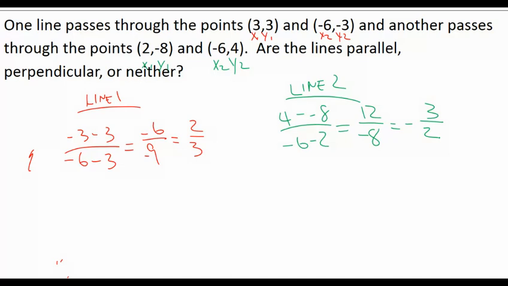So line 1, we got a slope of 2/3. Line 2, we got a slope of negative 3/2. These are perpendicular because those two slopes are negative reciprocals. So the first one's 2/3. The second one is 2/3 flipped, which would be 3/2. And since the first one's positive, the second one's negative, so their signs are opposite. So they are negative reciprocals. So this would be perpendicular.